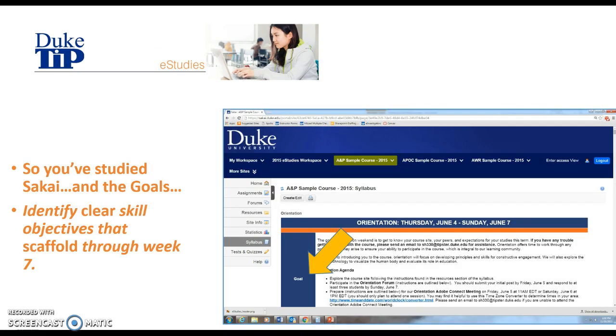For the skill objectives, by this point you're really familiar with your Sakai course. Whether you're inheriting it from someone else or you built it yourself, you know the goals sections. You know that buried in that syllabus, in the goal area, you find all the content and skill objectives that you need. And you've been looking at your parent-facing syllabus, the sample syllabus, telling you, okay, these are the basic objectives I've had. And now TIP is telling you, please identify clear skill objectives that scaffold through week 7 and give us a list by January 17th.